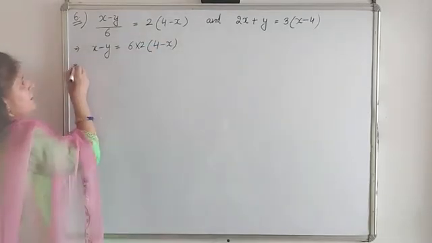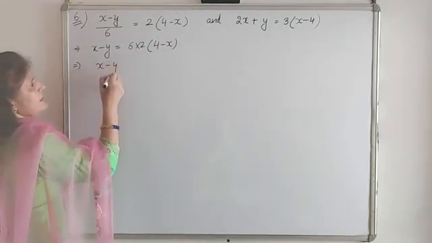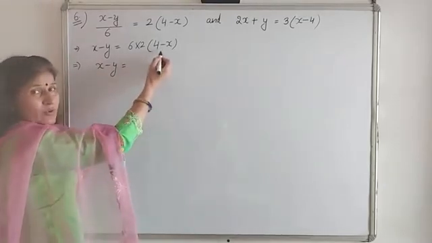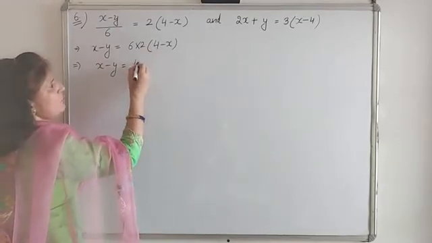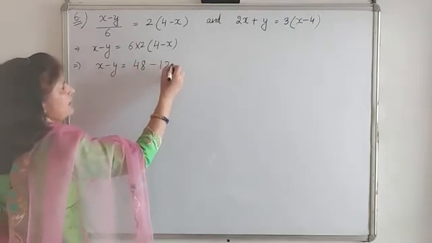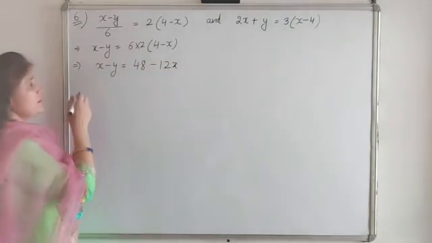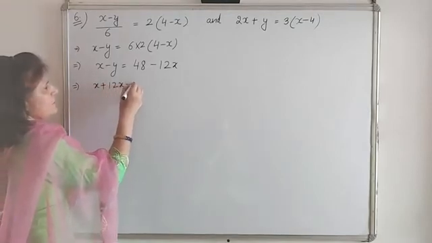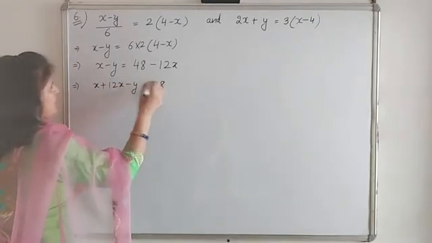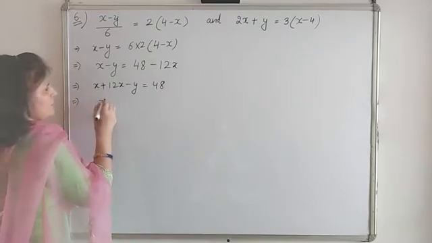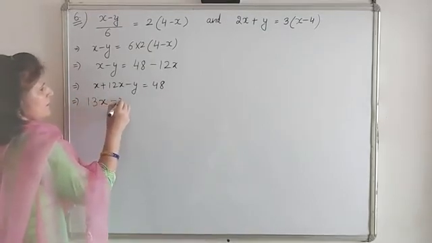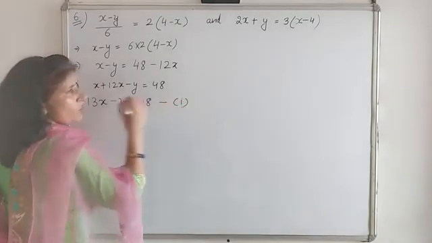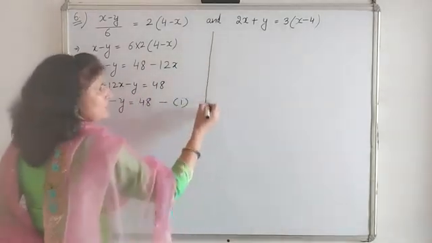Okay. Now x minus y is equal to 6. 2 times 6 is 12. That 12 gets multiplied with both terms. 12 times 4 is 48, minus 12x. Now this x term, bring to this side: x plus 12x minus y is 48. And what is the first equation? 13x minus y is 48. This is equation 1. Similarly, we solve this equation also.